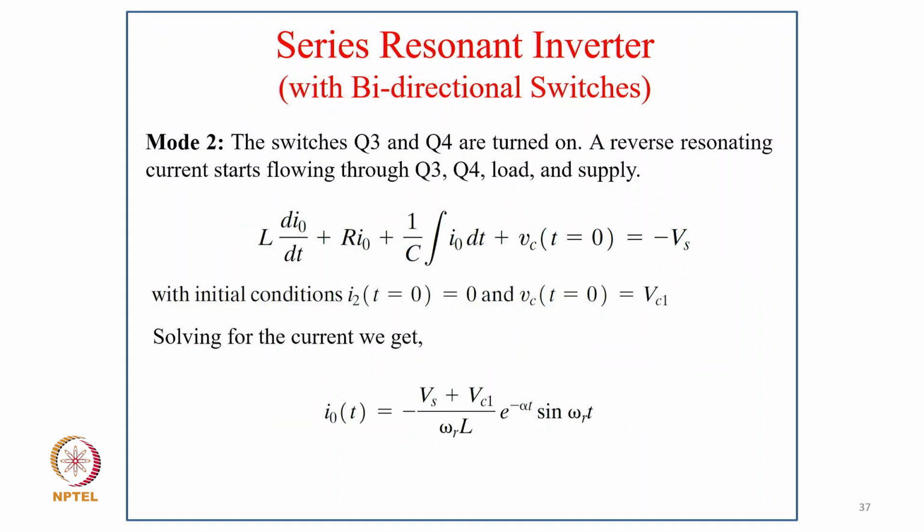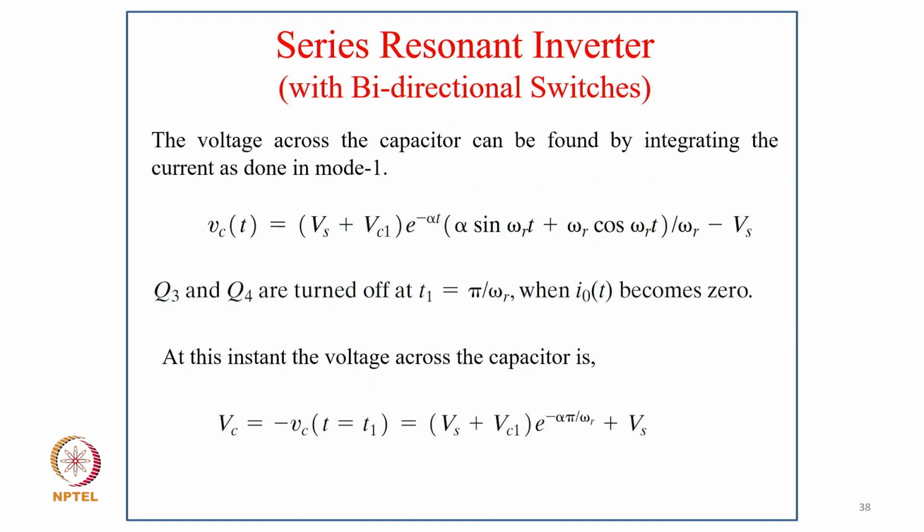And coming to mode 2, the switches Q3, Q4 are turned on, and a resonating reverse regenerating current starts flowing through Q3 and Q4, the load and the supply. So it becomes L dI0 upon dt plus R I0 plus 1 upon C integral I dt plus Vc equal to minus Vs, with initial condition I2 equal to 0, Vc equal to Vc1. So solving the current, we get I0(t) equal to Vs plus Vc1 divided by omega L e to power minus alpha t into sin omega t.